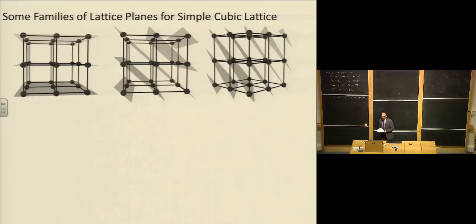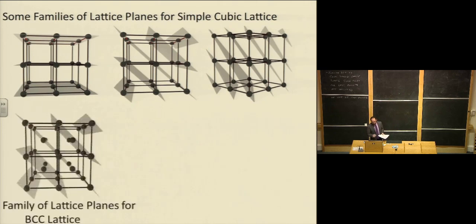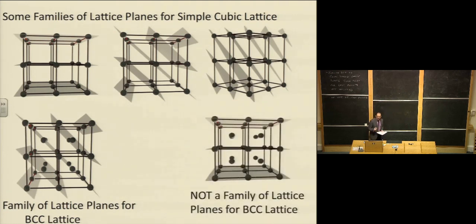So here's a simple cubic lattice and a couple of families of lattice planes. Each one of these is a lattice plane that cuts through an infinite number of lattice points, and they're equally spaced, and they include every single point in the lattice when taken all together. This is a BCC lattice, and there's a family of lattice planes for the BCC lattice that cuts through all the lattice points in the BCC lattice. This, however, is not a family of lattice planes for the BCC lattice, even though what's drawn are lattice planes. They are equally spaced, but they do not include every lattice point. They miss these guys here in the middle of the conventional unit cell. Therefore, it is not a family of lattice planes.